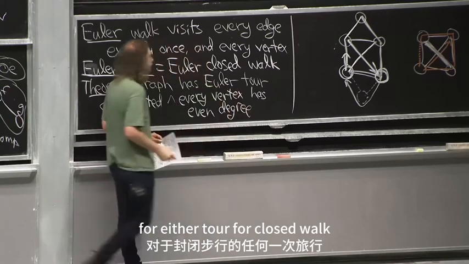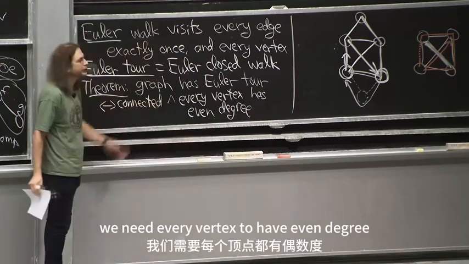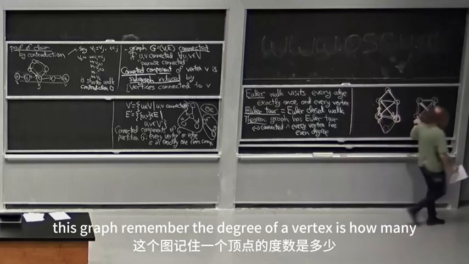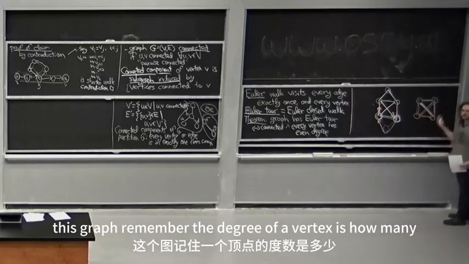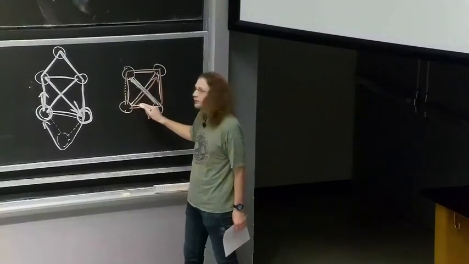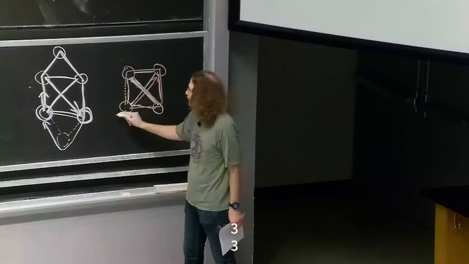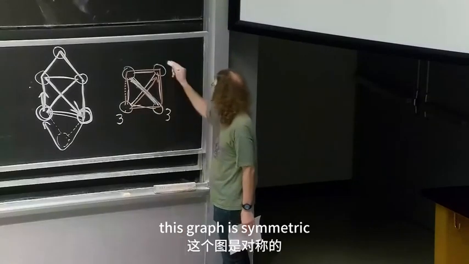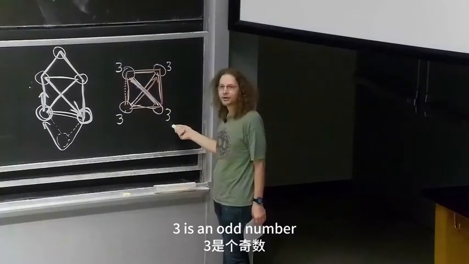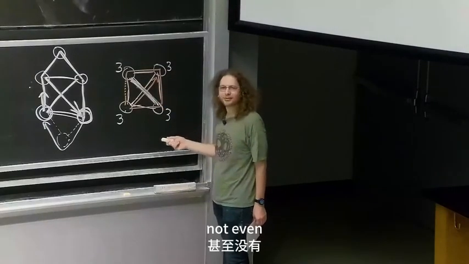For an Euler tour, for a closed walk, we need every vertex to have even degree. Let's check that in our examples. This graph, remember the degree of a vertex is how many edges are incident to it. So the degree of this vertex is 3. Degree of this vertex is 3. This graph is symmetric, so all the vertices have degree 3. 3 is an odd number and not even.